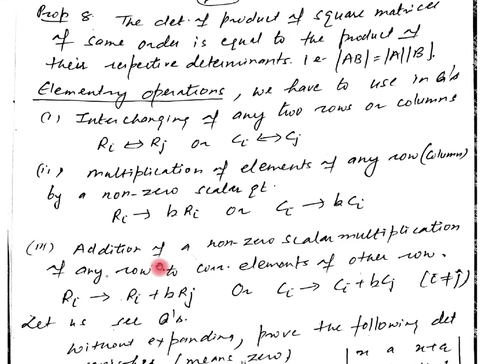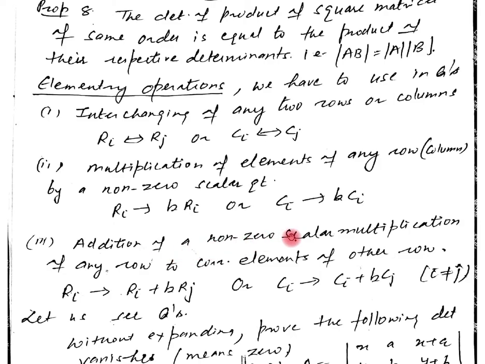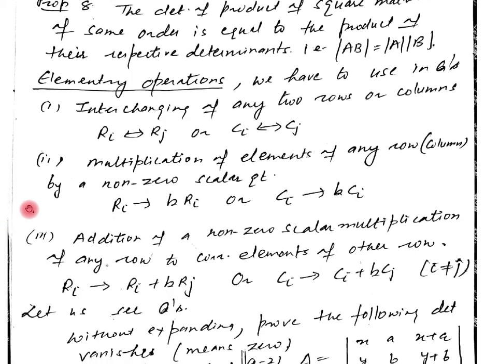Then the third is the addition of a non-zero scalar multiplication of any row to the corresponding elements of the other row. It is written as Ri operating to Ri plus k into Rj. It means addition of a non-zero scalar multiple of any row to the corresponding elements of the other row. Ri is operating to Ri plus k times Rj, or Ci is operating to Ci plus k into Cj, where i is not equal to j. And again it will be more clear in the question when we apply it. Let us see the questions.